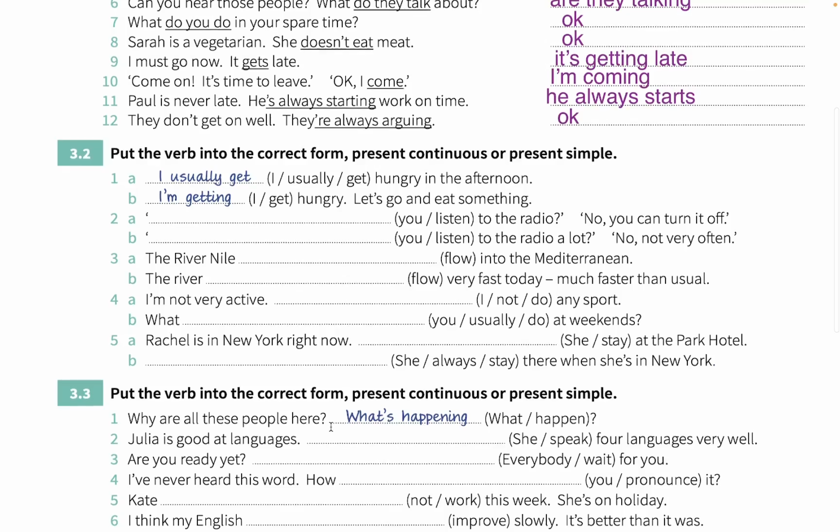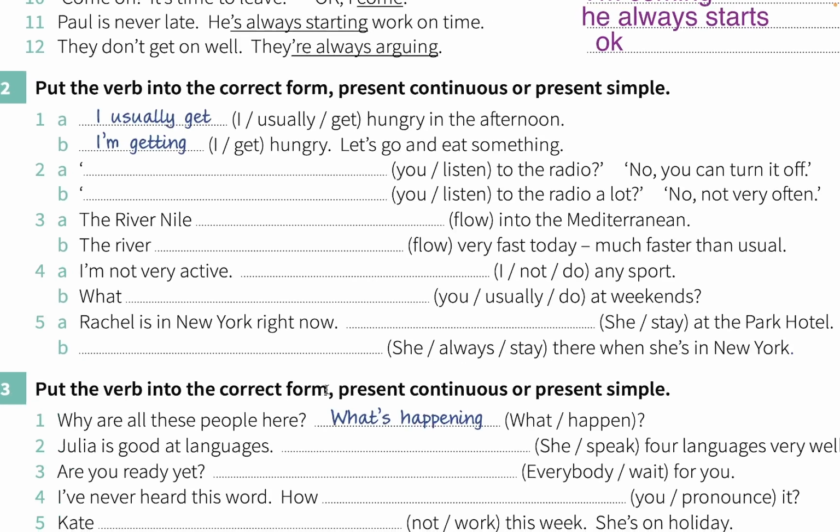Now we're going to do the second exercise. Put the verb into the correct form, present continuous or present simple. For example, number 1A: I usually get hungry in the afternoon. It is correct. It's the present simple, which is I usually get hungry in the afternoon. The B one: I get hungry, let's go and eat something. You are hungry at the time of speaking, so you use the present continuous, which is I'm getting. Is that clear with you guys?